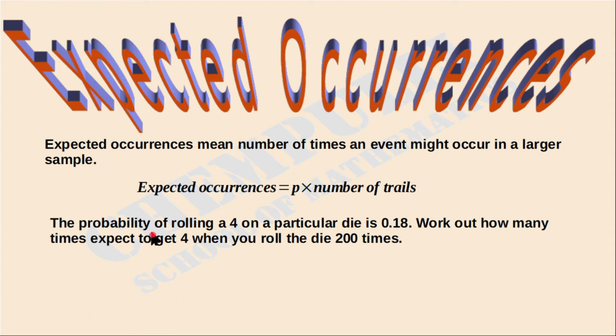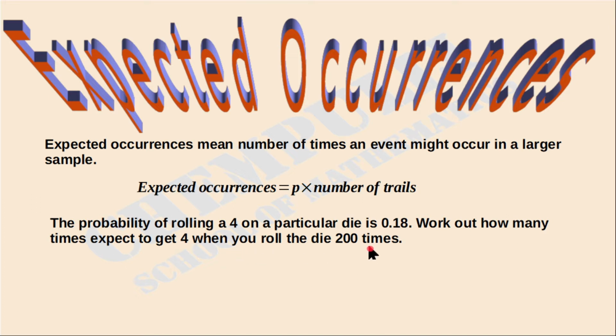The probability of rolling a 4 on a particular die is 0.18. Work out how many times you expect to get a 4 when you roll the die 200 times. Here, the probability of rolling a 4 is given, that is, the probability is 0.18. Then we work out how many times we expect to get 4, the same event, out of how many trials?